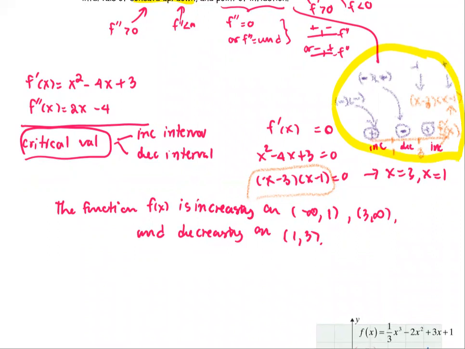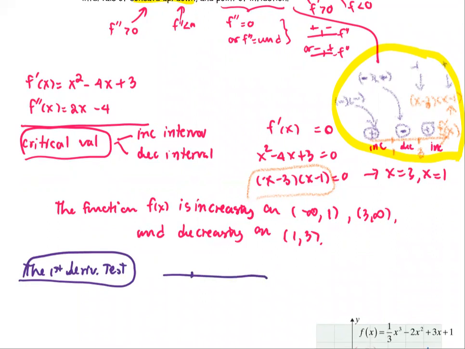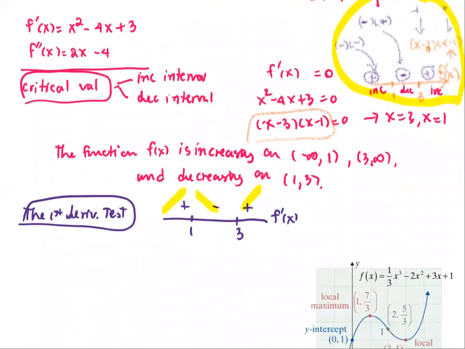Use the first derivative test. So I'm gonna rewrite here, the first derivative test, and I borrowed the same real number line that we just identified. So 1 here, 3 here, plus sign, minus sign, plus sign for f prime. The signs change from positive to negative and negative to positive. With this analysis, we can see that the local maximum occurs at x equals 1, and the local min occurs at x equals 3.